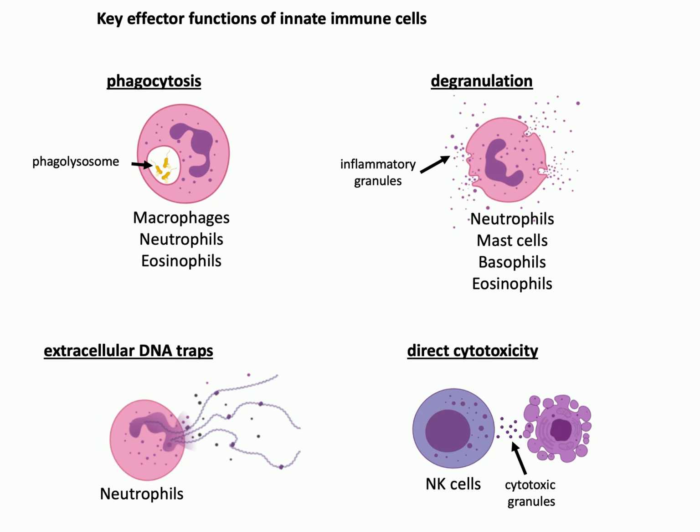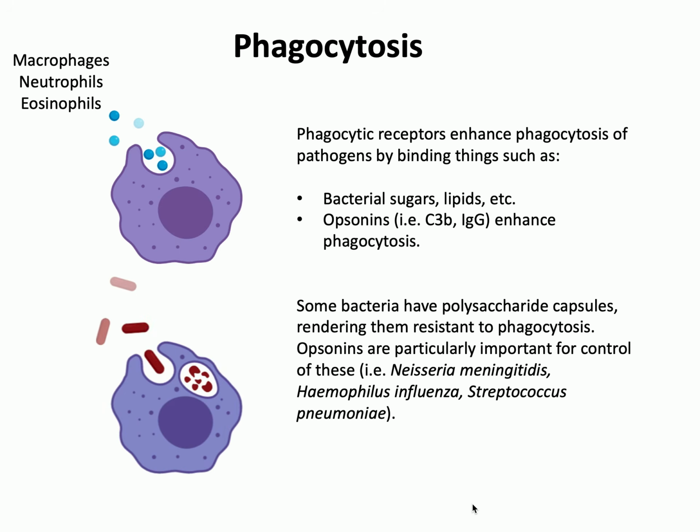This slide illustrates some of the key effector functions of innate immune cells that we are going to discuss going forward. We're going to discuss phagocytosis, which is mediated by phagocytes such as macrophages, neutrophils, and eosinophils. Degranulation, which is largely mediated by granulocytes such as neutrophils, mast cells, basophils, and eosinophils. The production of extracellular DNA traps by neutrophils, and direct cellular toxicity mediated by natural killer cells. So first, phagocytosis.